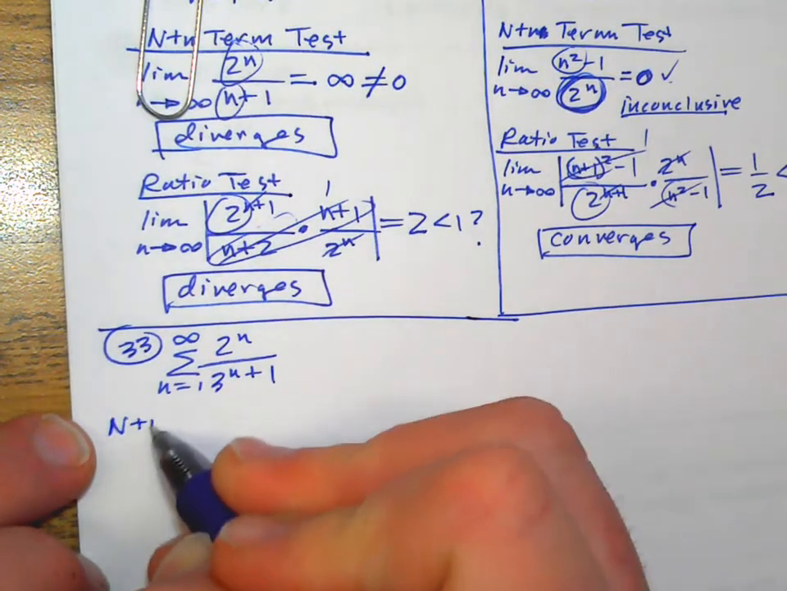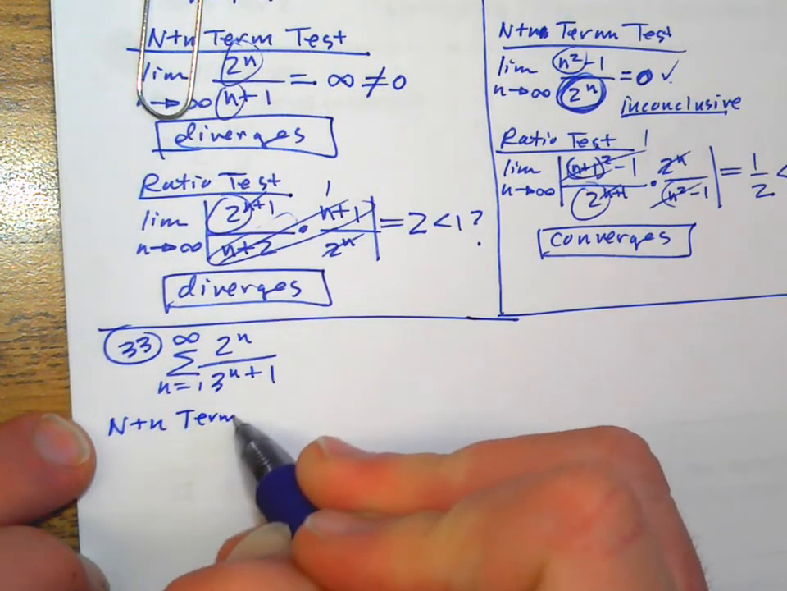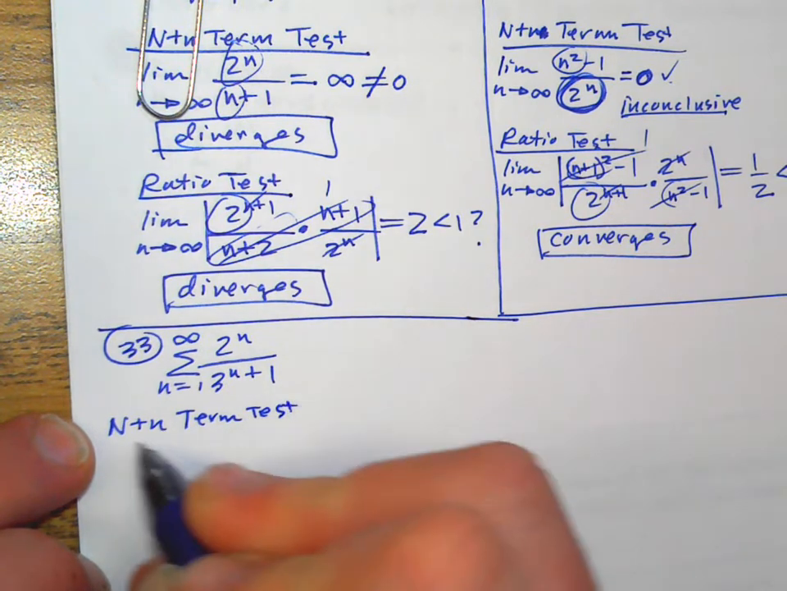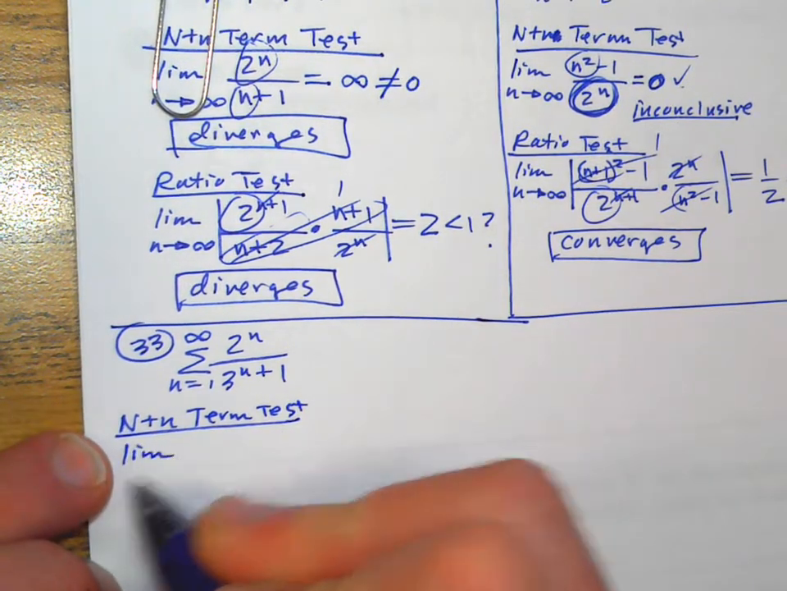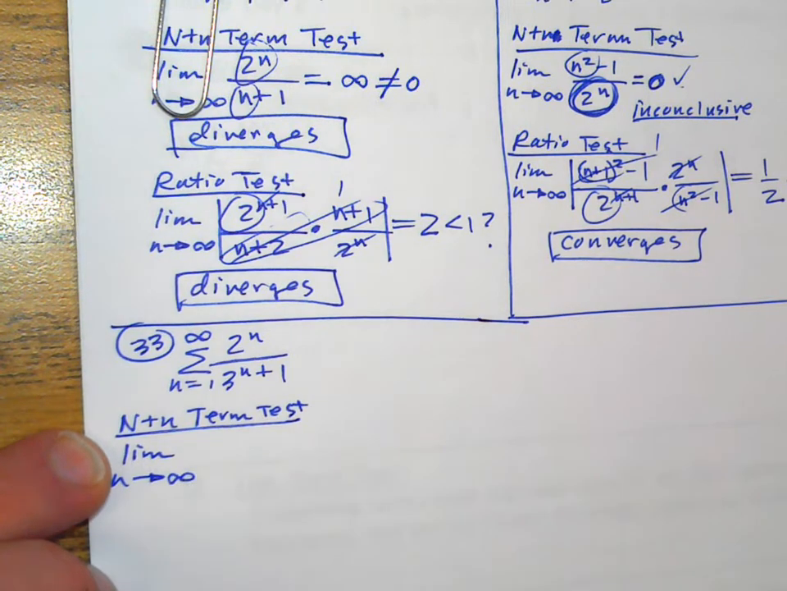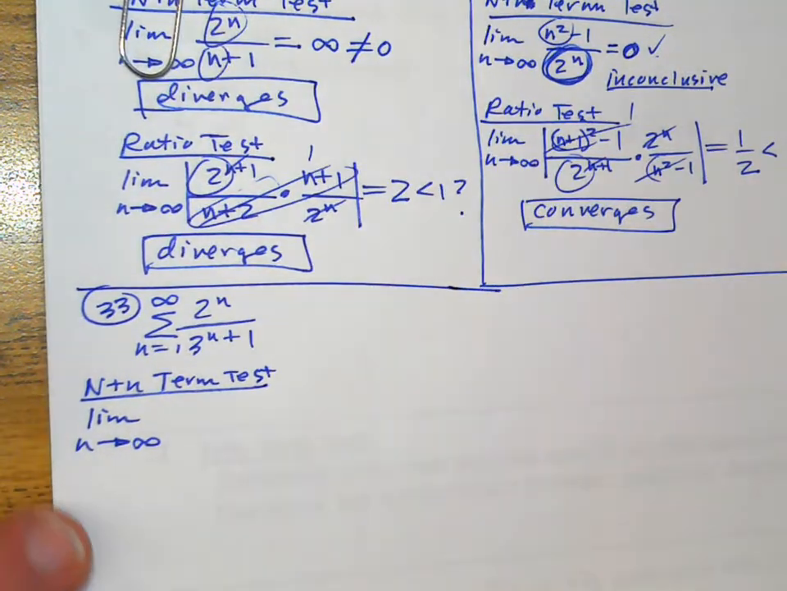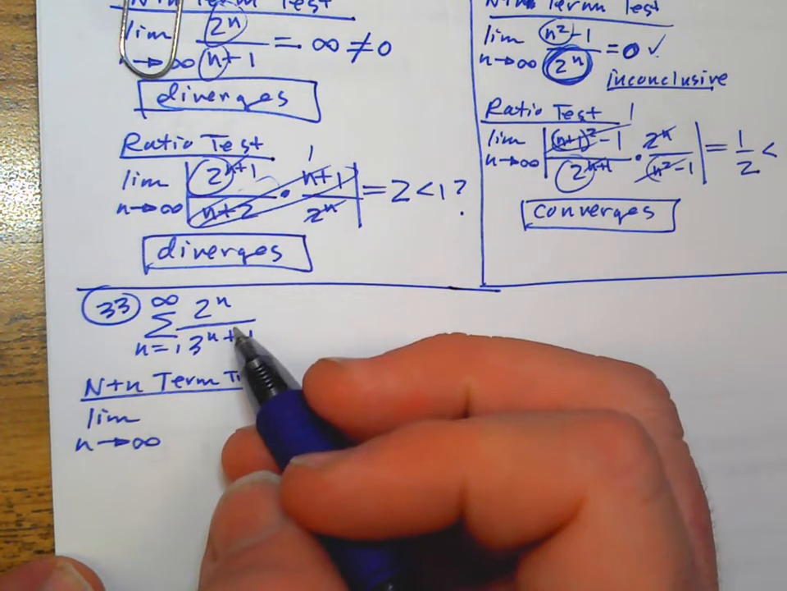Nth term test. Limit as n goes to infinity. In the future, probably just do it in your head, unless it gives you bad news, then you want to write it down.